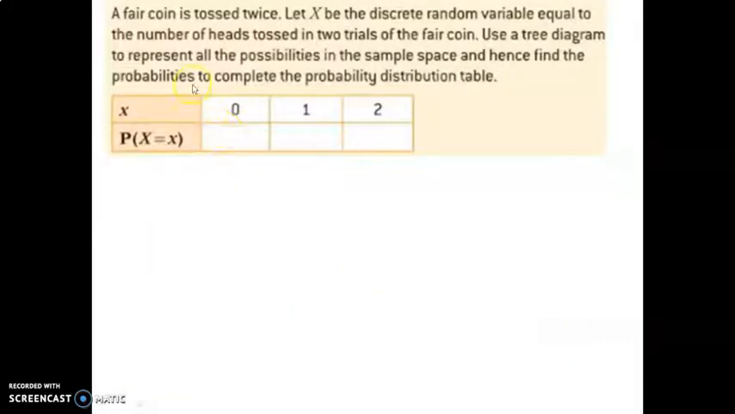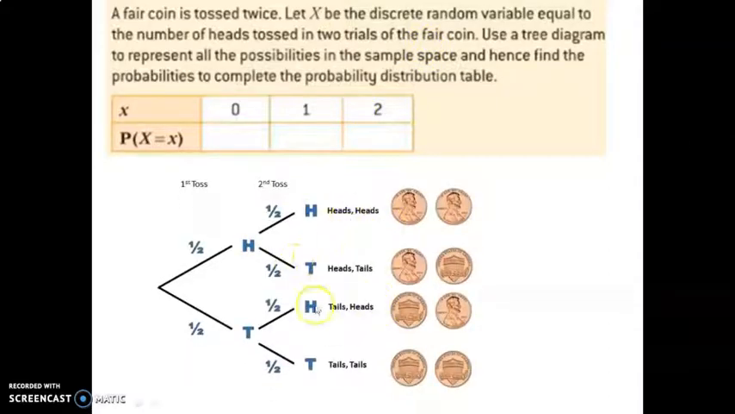So let's say again we have a fair coin tossed twice, which is what we just talked about. We're going to let x be the discrete random variable equal to the number of heads that are tossed in 2 trials of the fair coin. Use a tree diagram to represent this. Well, we saw that already, so here's the tree diagram. Now we're going to fill this probability distribution table. So again, x represents the number of heads, so this means 0 heads, 1 head, 2 heads.